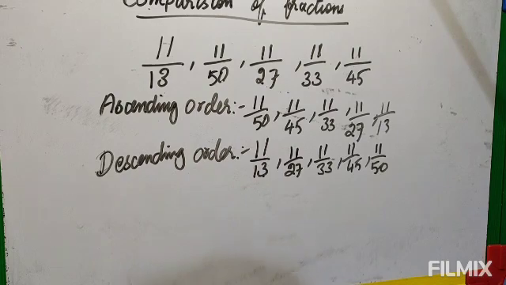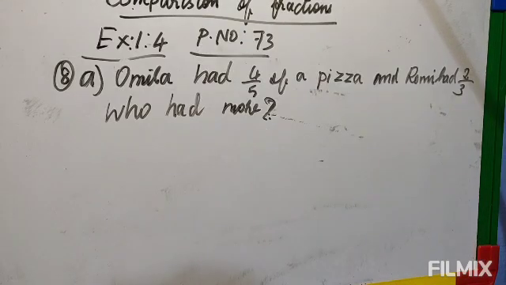Okay, don't forget that. Okay, here Omila had 4 by 5 of a pizza and Romy had 2 by 3. Who had more? So if it is asked who had more, it is not asked how much, it is asked who. So who means only any one of the person's name will come. So you have to compare and find who had more.